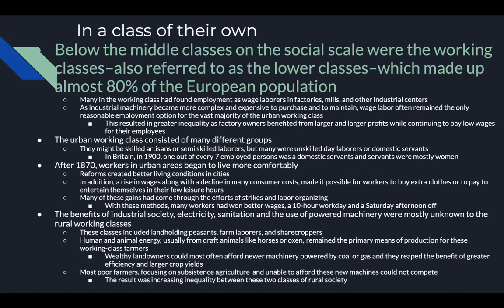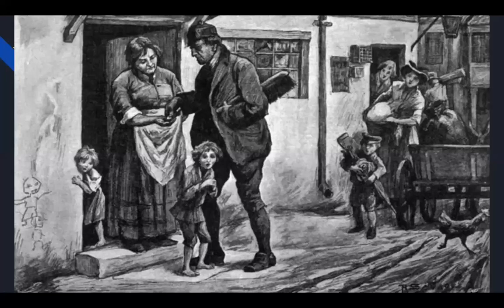Wealthy landowners could often afford newer machinery powered by coal or gas as they reaped the benefit of greater efficiency and larger crop yield. Most poor farmers focusing on subsistence agriculture and unable to afford these new machines could not compete. The result was an increasing inequality between the two classes of rural society. So here you got the working class.